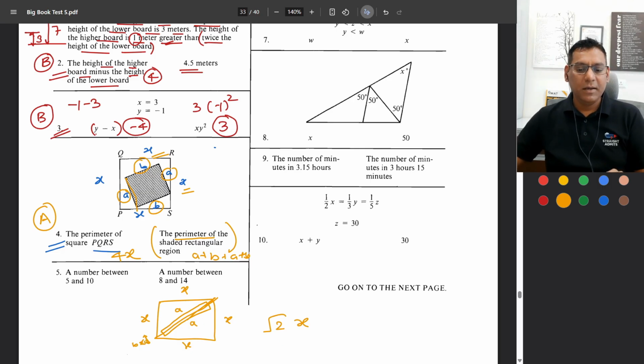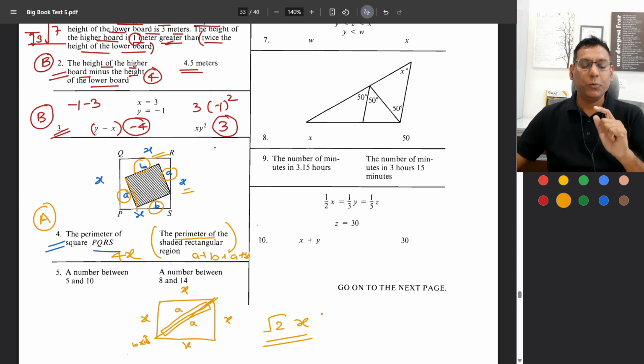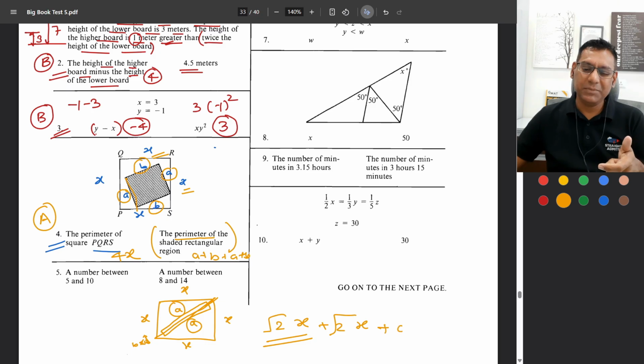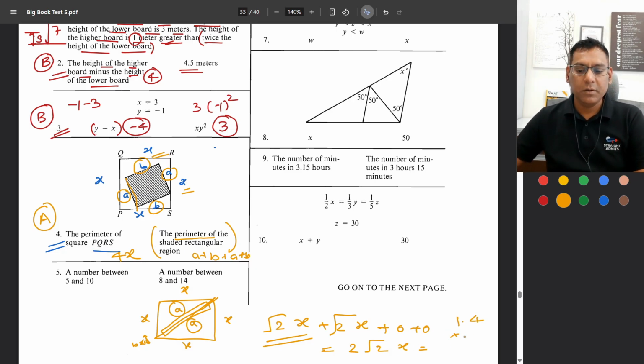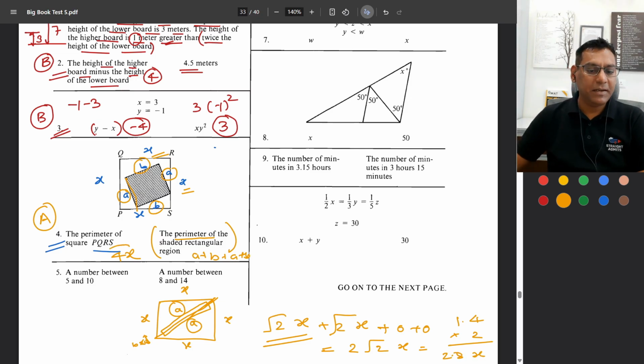In that case I can get a greater than x, but then b is almost zero. So even in that case, what is the perimeter I'm going to get? I'm going to get this plus this, plus something like 0 plus 0, very very small numbers. So that is 2 root 2 x. Root 2 is 1.4, so it's going to be something like 2.8x. But the perimeter of the square remains 4x.